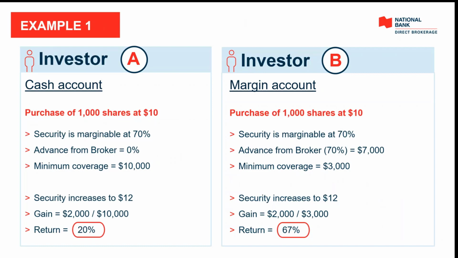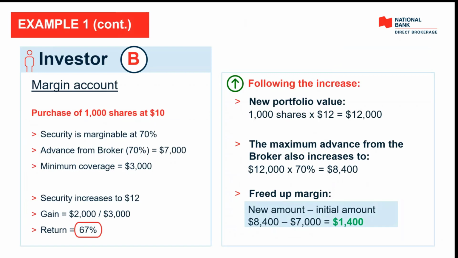Let's take this example a step further with the implications of an increase in the stock price. That means that our shares are now worth $12,000, and by multiplying that amount by 70%, which is the maximum broker's advance, we have a new amount of $8,400. Our new broker's advance minus the previous one, which was $7,000, brings us with an additional $1,400 available to acquire further shares of ABC Inc. if the client wishes to do so.